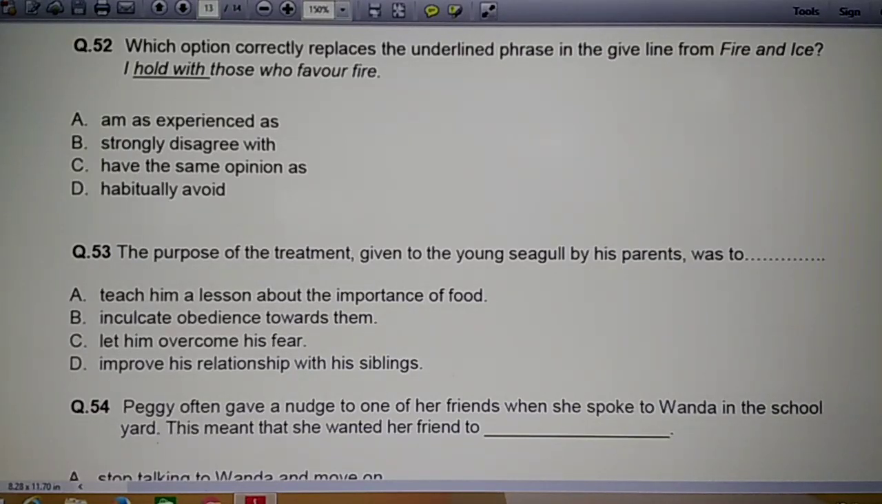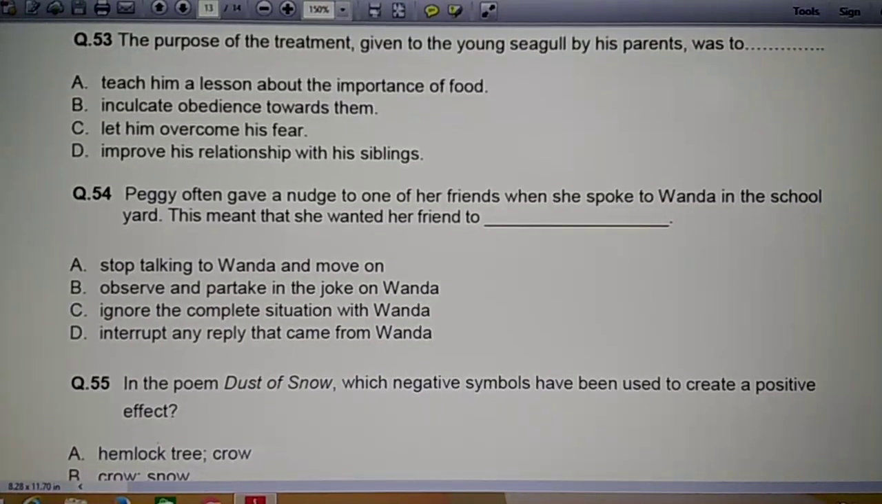Question number 53. The purpose of the treatment given to the young seagull by his parents was to: Option A, teach him a lesson about the importance of food. Option B, inculcate obedience towards them. C, let him overcome his fear. Option D, improve his relationship with his siblings. The right option will be let him overcome his fear.